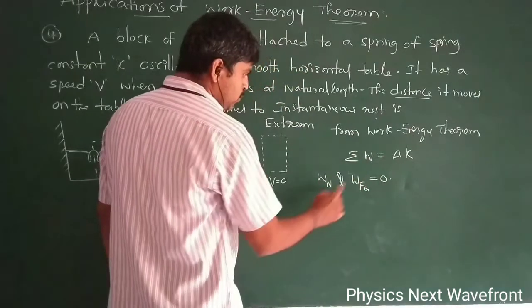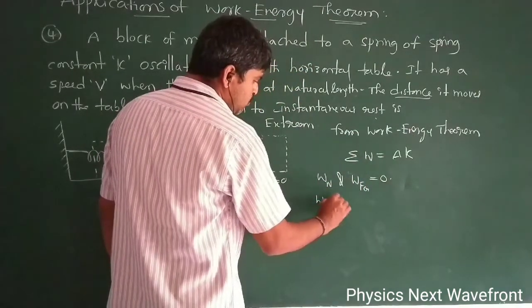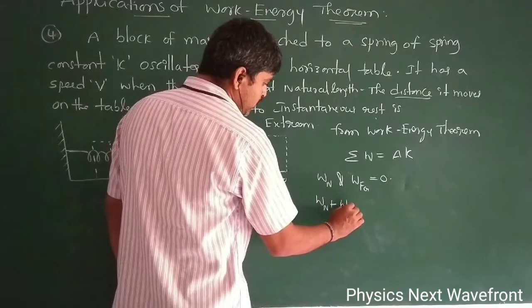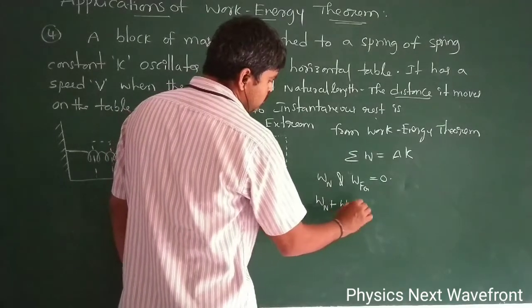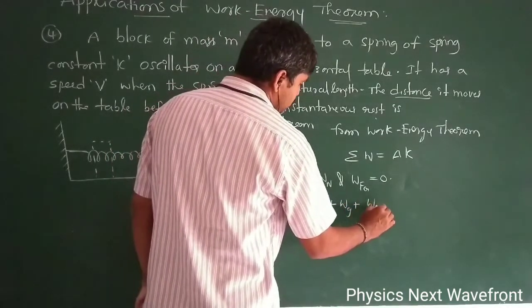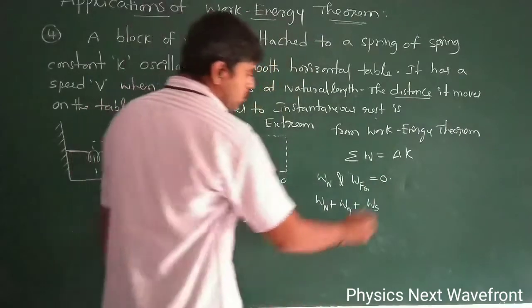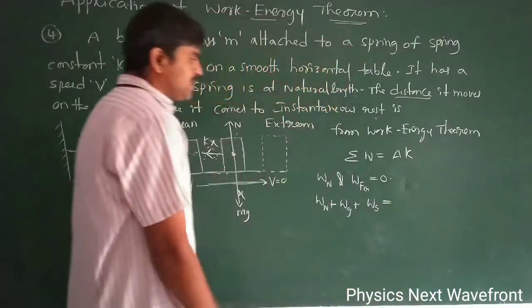So the total work is the work done due to the normal force, plus the work done due to the gravitational force, plus the work done due to the spring force, equal to the change in its kinetic energy.